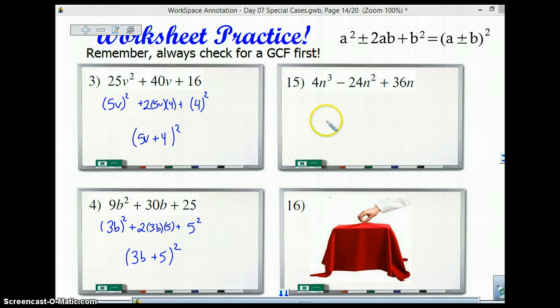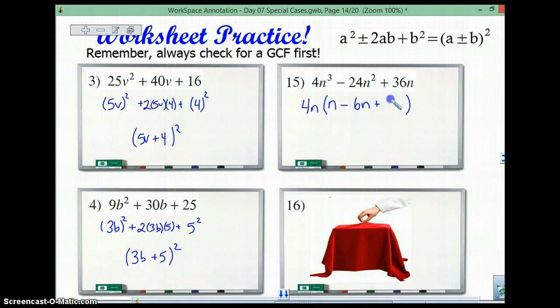Okay. Let's try this one since we've got a little bit more time on my tape. First step, do we have a squared here? No. What do we have? First step is always to find the GCF if there is one, and there is. The GCF here is 4n. What's left in the parentheses is n squared minus 6n plus 9. We've got a minus sign.